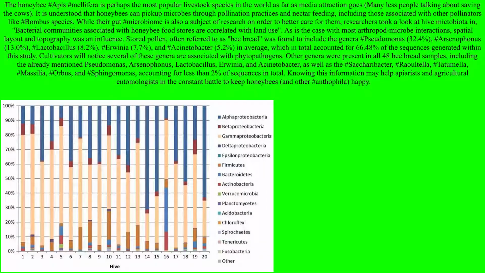The honeybee Apis mellifera, both the genus and the species hashtagged in this post, is perhaps the most popular livestock species in the world as far as media attraction goes. Many fewer people talk about saving the cows, which is a funny quip by me, which is essentially talking about how honeybees are about as likely to go extinct as cattle. They're basically livestock. They are livestock, honestly. They're micro-livestock.